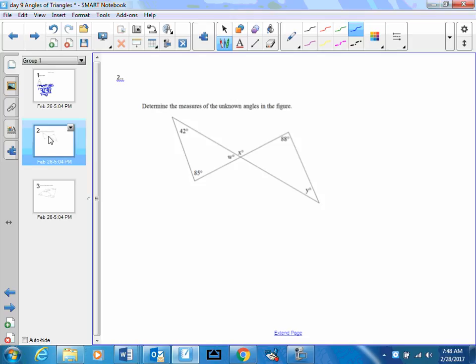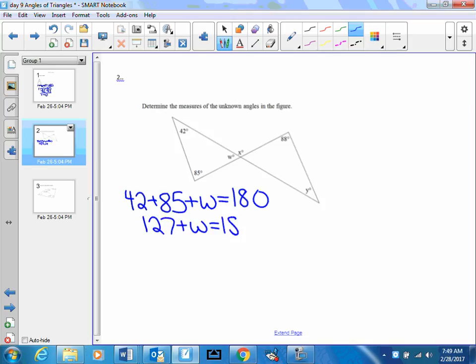Looking at our next example, determine the measures of the unknown angles in this figure. So it's quite an interesting figure. Looking at the left part of the figure, I have a triangle. So if I add together the angles inside the triangle, so 42, 85, and W, that amount has to equal 180. Again, combining like terms on the left-hand side, it's 127 plus W equals 180. Do my inverse work, subtract 127. I get W equals 53.